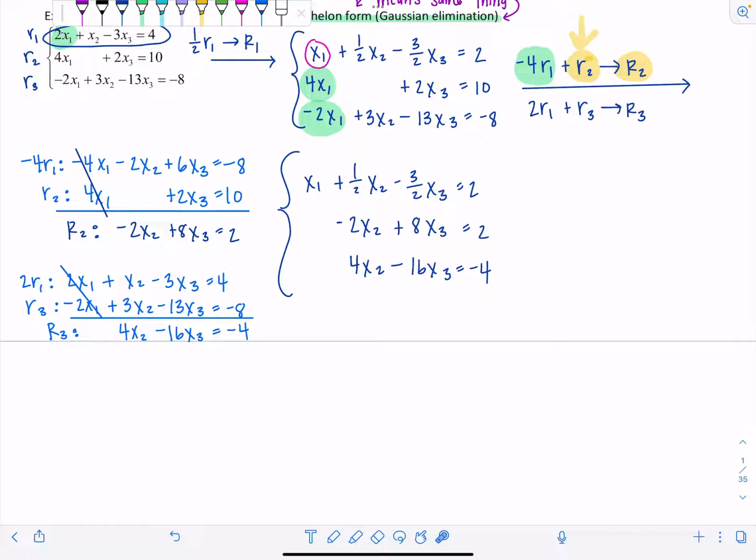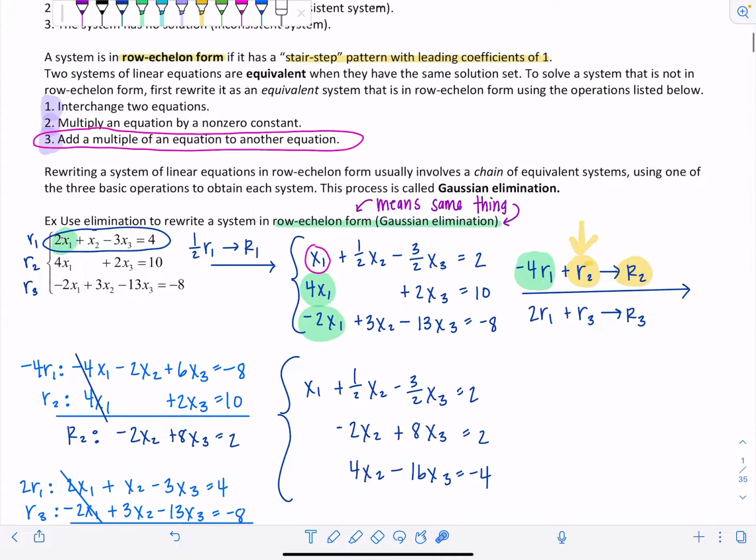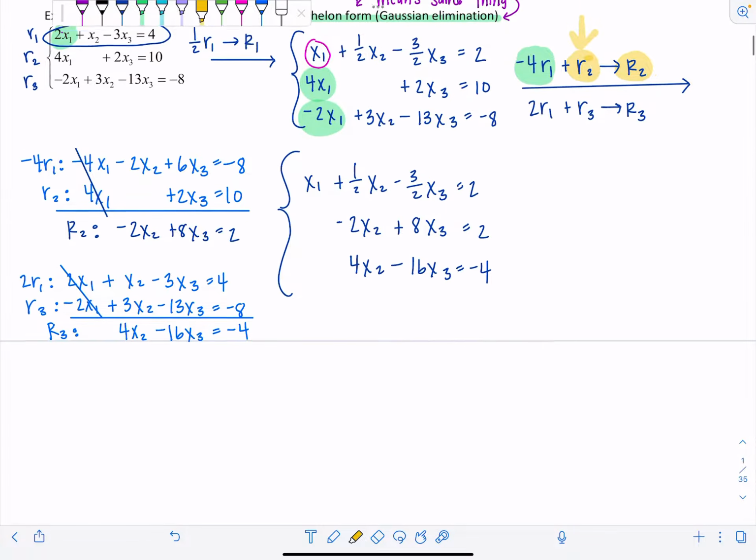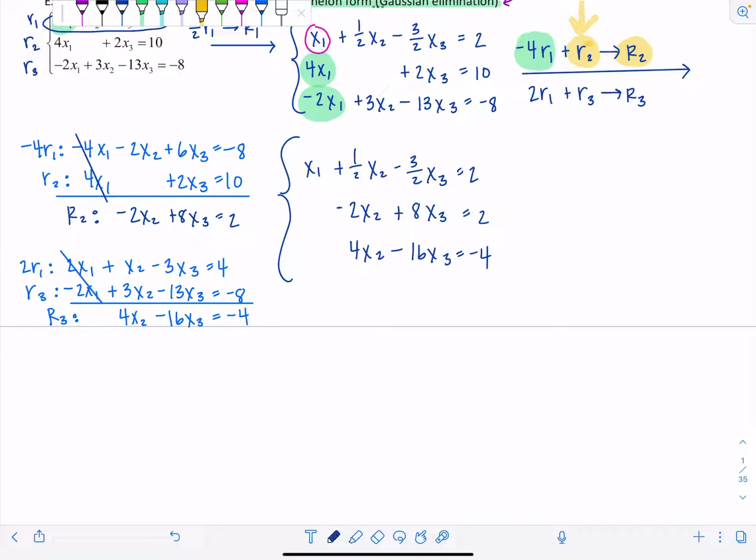Then I move my attention to the leading entry here in the second row. So this coefficient now I'm going to try to make it a 1. How do you do that? Best bet when you're trying to make a 1 is this operation here, multiply an equation by a non-zero constant. That's the best way to make 1s most of the time. So how are we going to do that? How do I make that negative 2 a 1? I'm going to multiply row 2 by a negative 1/2, and then that's going to be my new row 2.